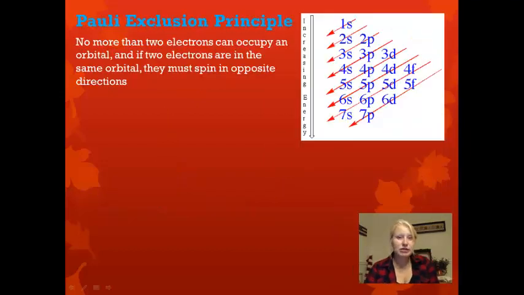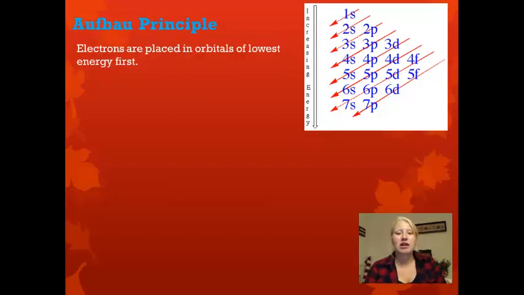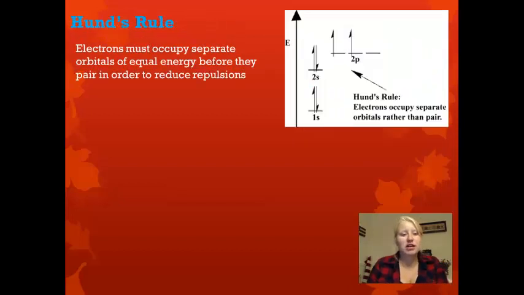There are also 3 rules for filling electrons that you need to remember. The first is the Pauli exclusion principle, which states that no more than 2 electrons can be in any orbital, and that if 2 electrons are in the same orbital, they must spin in opposite directions. The Aufbau principle says that electrons are placed in orbitals of lowest energy first. And finally, Hund's rule, which says that electrons must occupy separate orbitals of the same energy before they pair up, because otherwise there's too many electron-electron repulsions.